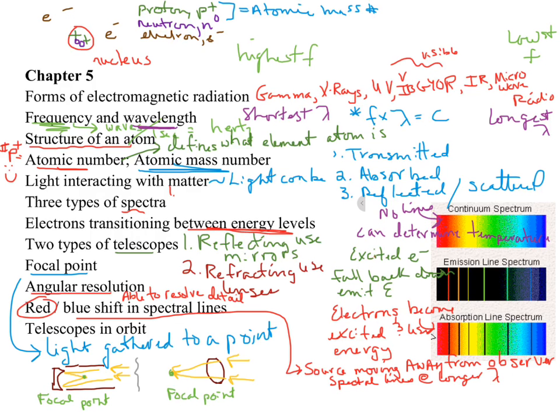We compare that to blue shift, where the source is moving towards the observer. The source is moving towards you, and those wavelengths get squished. So any spectral lines will be at shorter wavelength.